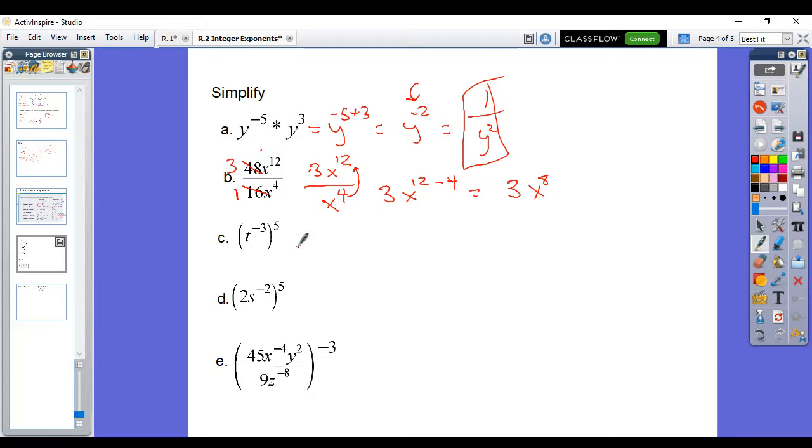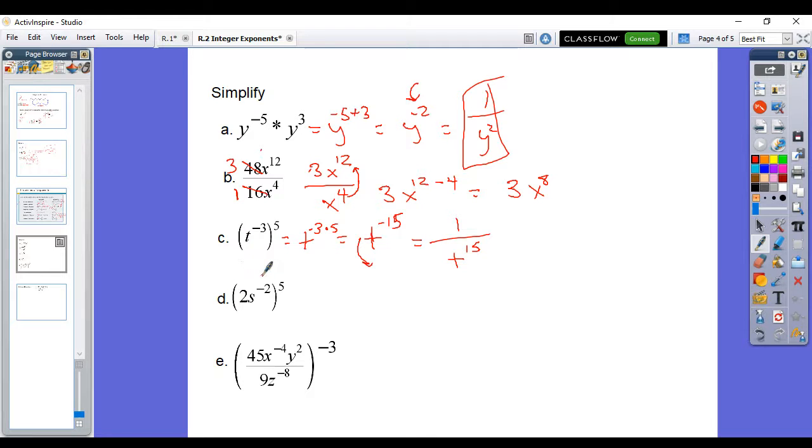Alright. Now, like we have right here, we have a power to a power. This is the same thing as saying t to the negative 3 times 5. We multiply it, so that gives us t to the negative 15. That's a negative number, so we cannot leave it like that. So this would go down to the denominator form, gives us 1 over t to the 15.